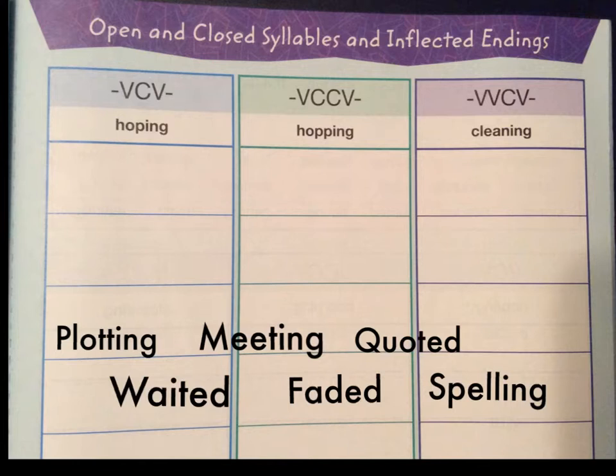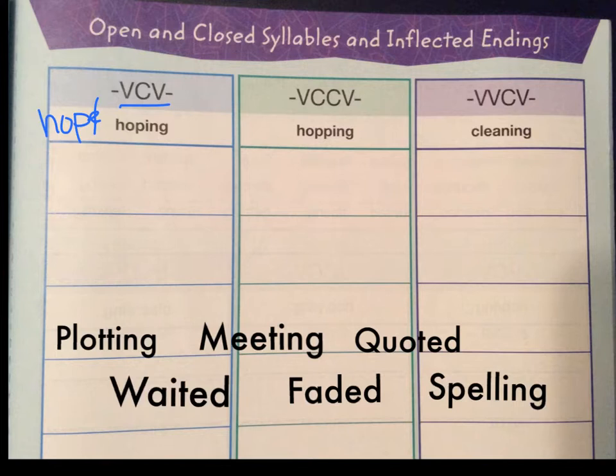All right, so let's go ahead and look at our sort mat and look at the 3 different columns that we have. The first column is the vowel, consonant, vowel pattern. You're going to see that the word hoping is in this column. When we talked about hoping, remember the root word of hoping is hope, and so we had to drop the E and add our ing to it. So in this first column, we're looking for words where they had to drop the E and add that inflected ending, whether it was the ing or the ed.